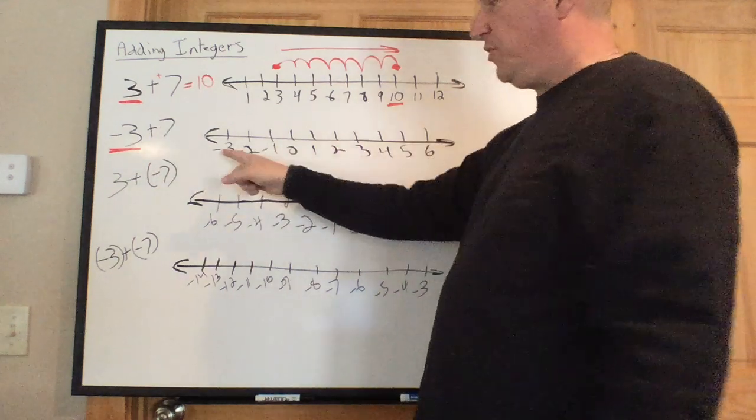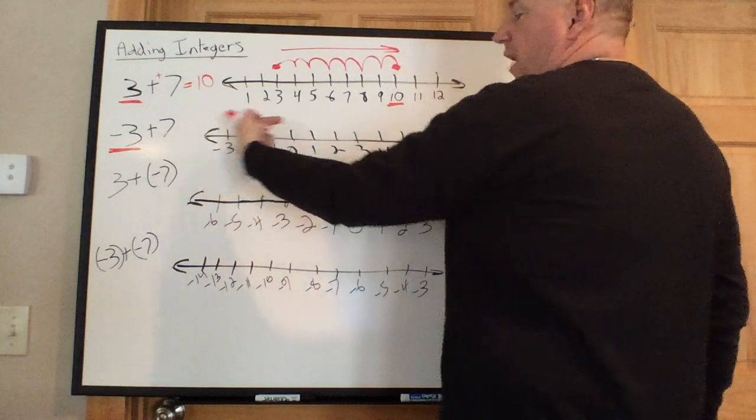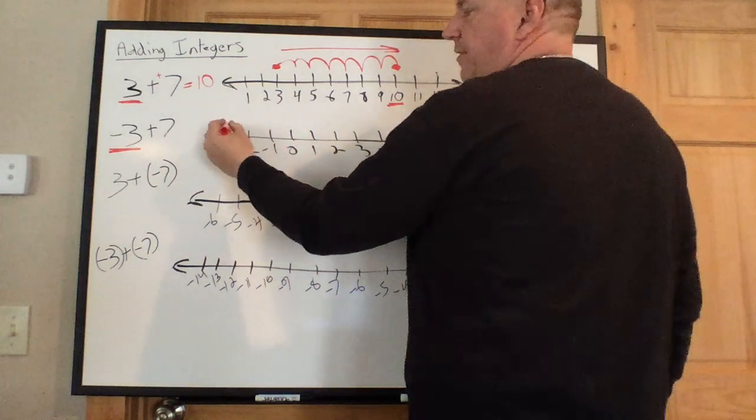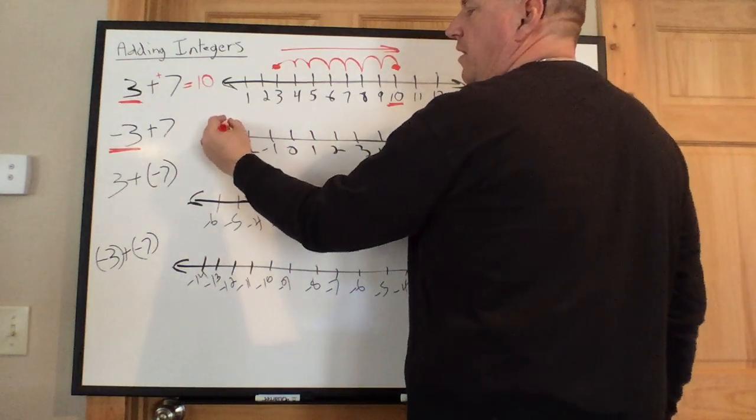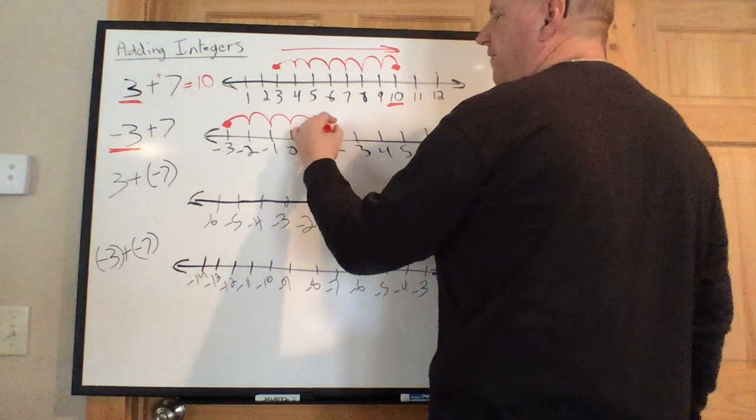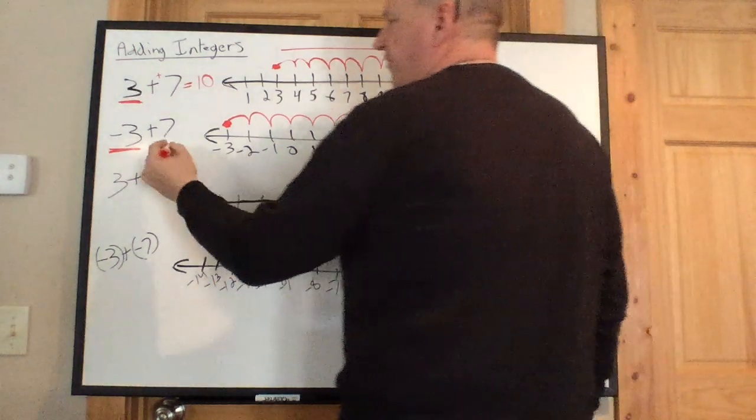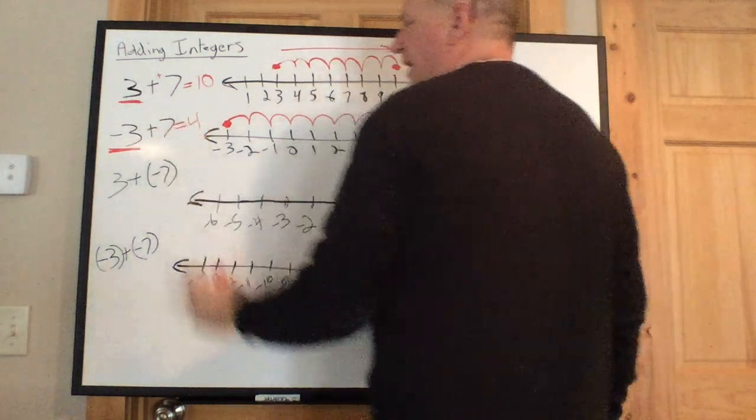So I started with my starting point to the left, and therefore I can move to the right. Again, this is my starting point of negative 3. 7 spots: 1, 2, 3, 4, 5, 6, 7. Here is my ending spot, which is positive 4, and that becomes my solution.